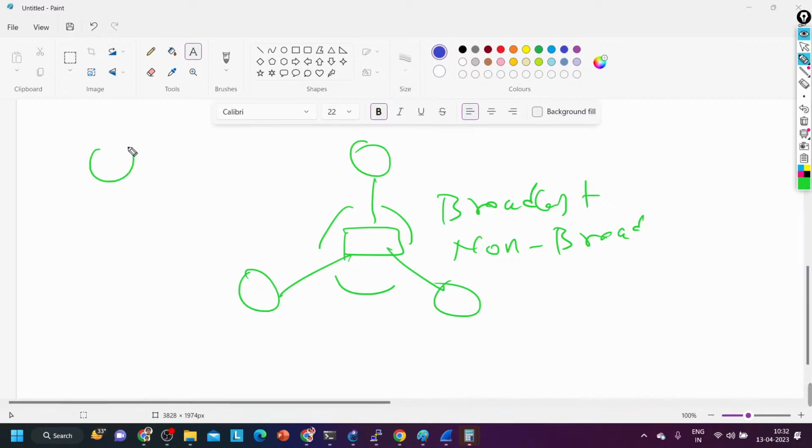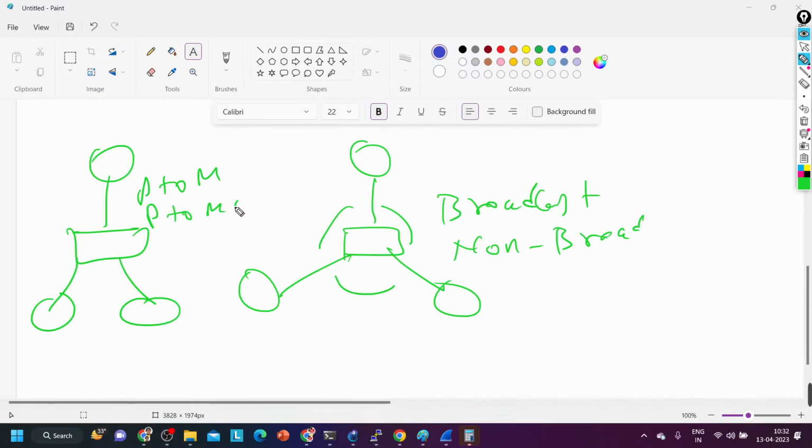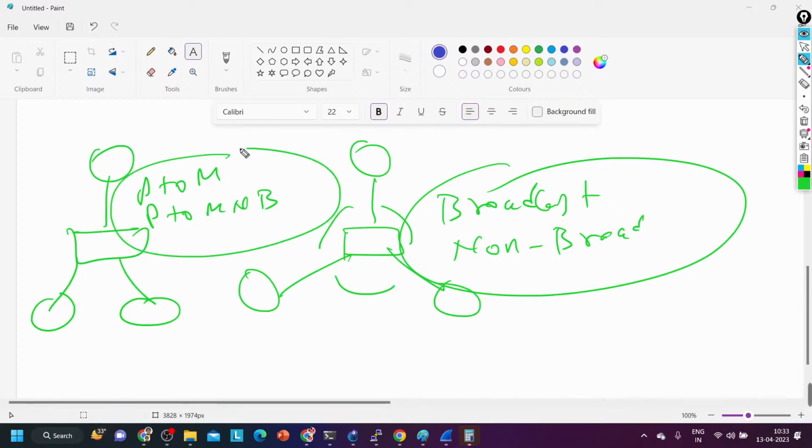And whenever your network is hub and spoke, your topology is hub and spoke topology, that time you need to configure what? Network type point to multi-point and point to multi-point non-broadcast. Getting my point? In full mesh topology, network type should be broadcast and non-broadcast. In hub and spoke topology, network type should be point to multi-point and point to multi-point non-broadcast.